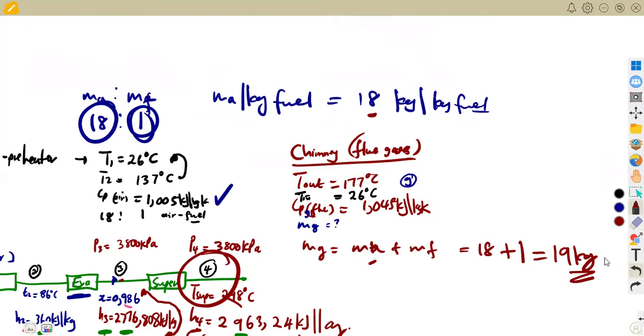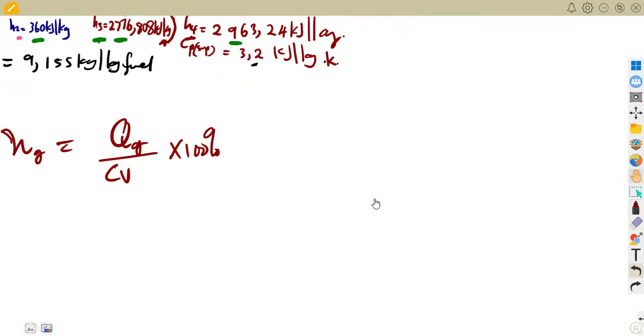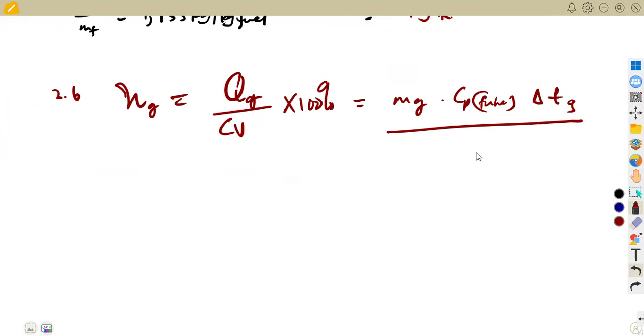So we have got everything: the mass, the specific heat capacity, the change in temperature, because there is T out and T in. We are going to use the same temperature as what we had for air, but this one is just for flue gases, just one and the same formula. So it's going to be the mass of the flue gases, the specific heat capacity, times the change in temperature, everything over calorific value times 100%. That's it. In this case, we have got the one for the flue gases.